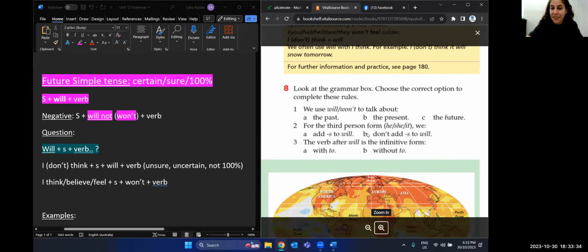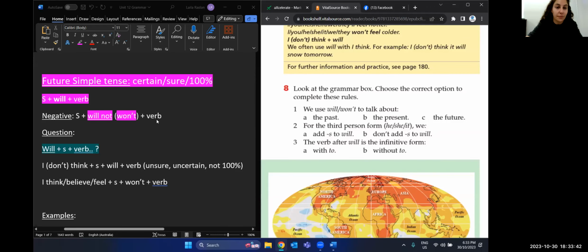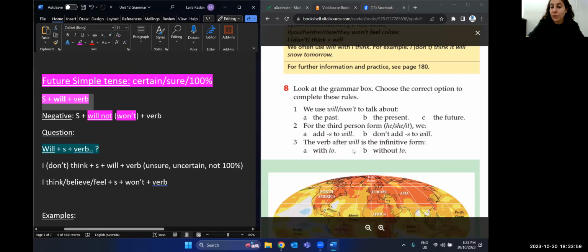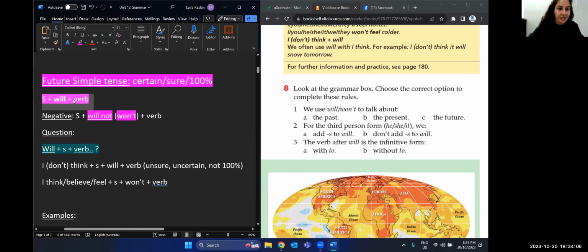So number B, and the verb after will is in the infinitive form with to or without to. I can't see the to in my rule. So if I look at my rule, where do I see to? It's not I will to work tomorrow, it's I will work. So without to. We don't add to here. So I don't put to here, no.